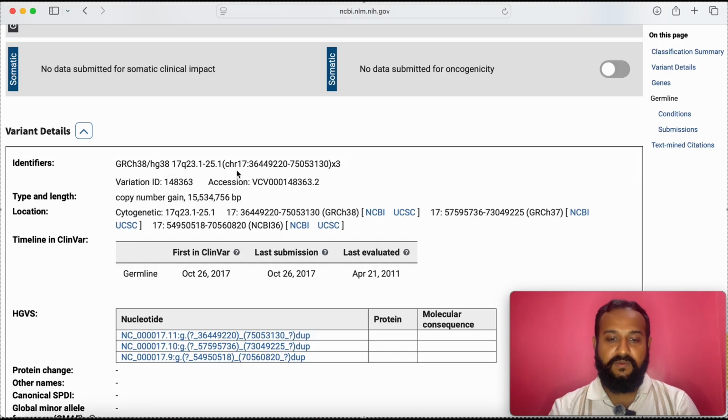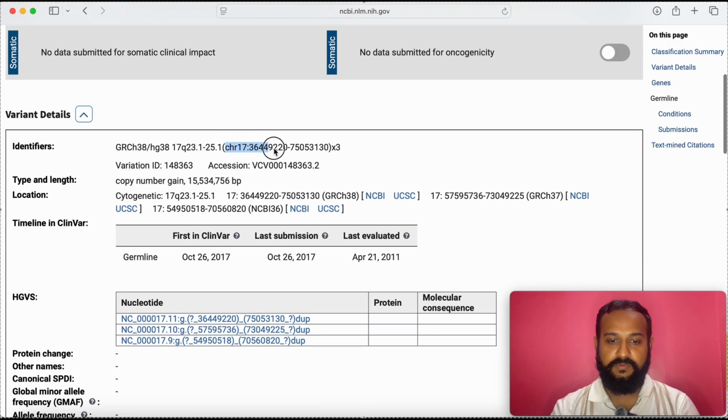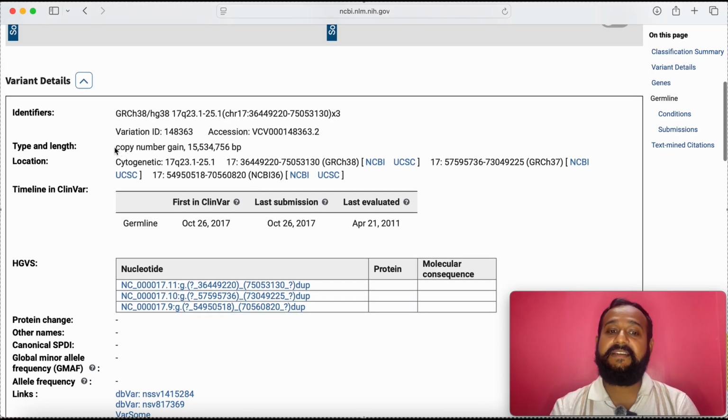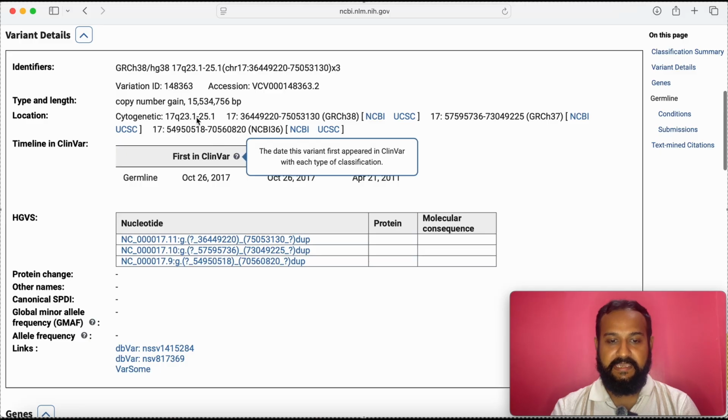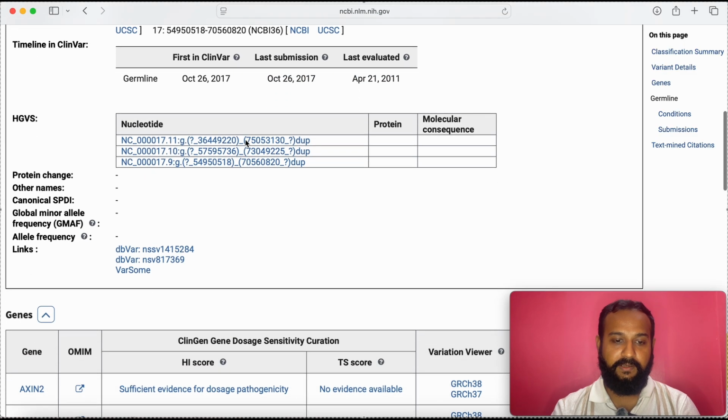Likewise you can see the cytogenetic location over here. It is chromosome 17, and this is the location. What kind of variance is it? Copy number gain. As you can see, insertion, deletion, multiple things can happen, but basically this is a copy number gain. Now you can see the multiple things over here.